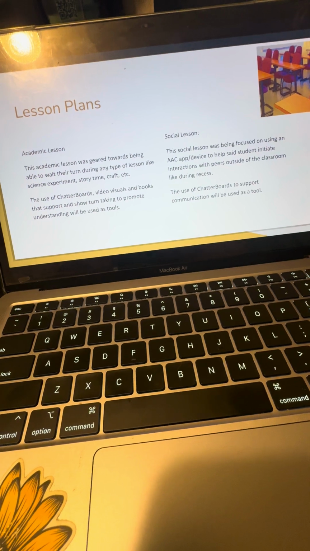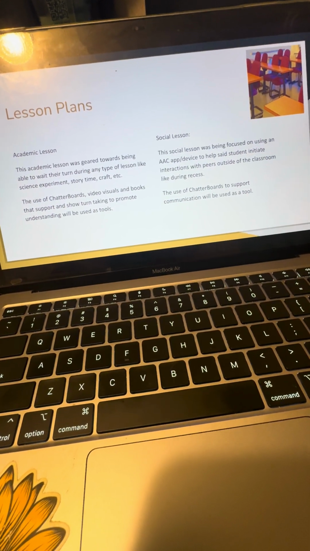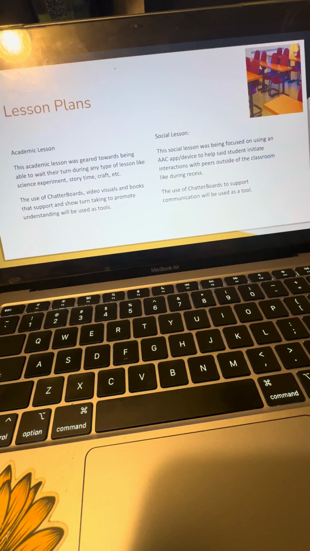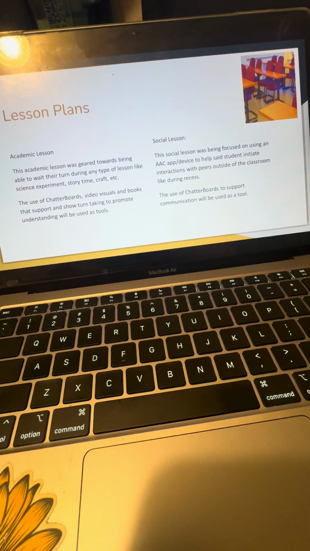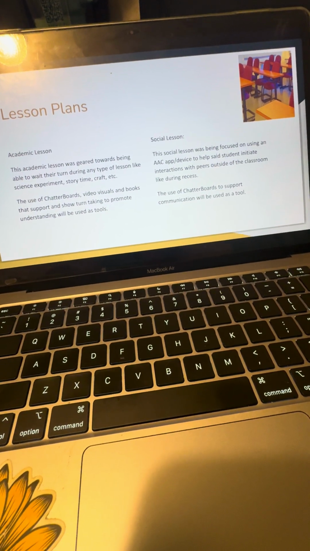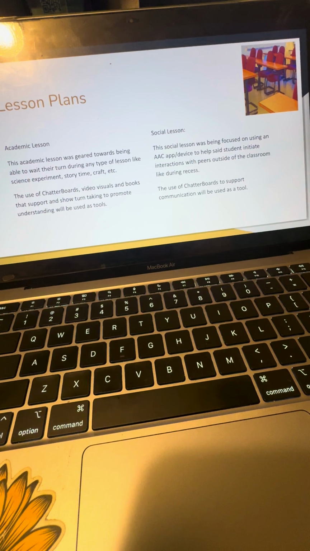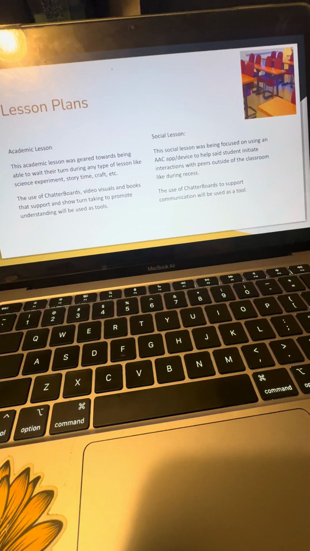And then for the social lesson, the focus was on using an AAC app or device to help the student initiate their own interactions with peers outside of the classroom, like during recess. And Chatterboard, again, was the main tool to help support that outside communication.